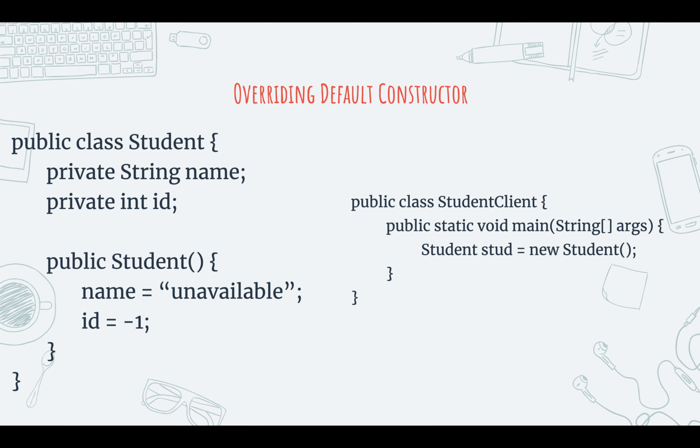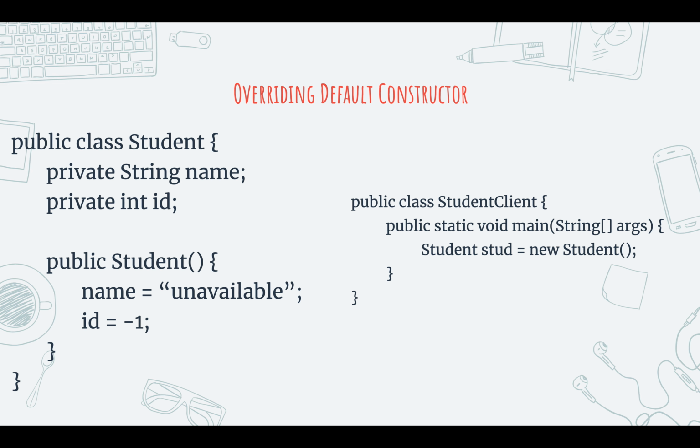Now, we can generally override the default constructor, and we want to do this in scenarios where the default constructor provided by Java is not suitable for our needs. Say, for example, what happens if maybe we have a person named null, or we have an ID of 0? We don't want the default constructor to clash with what is already within our database or within our system.